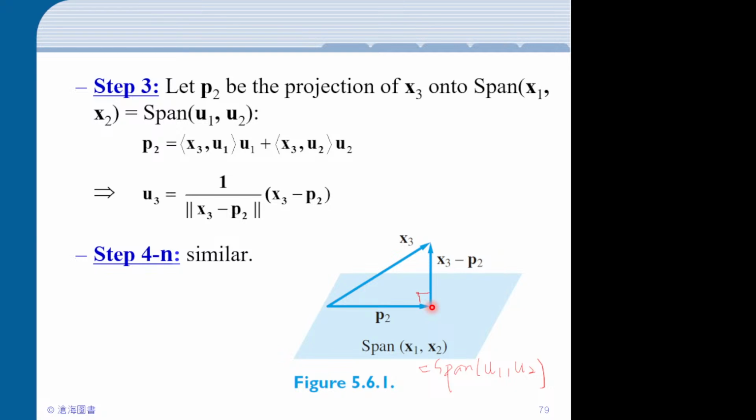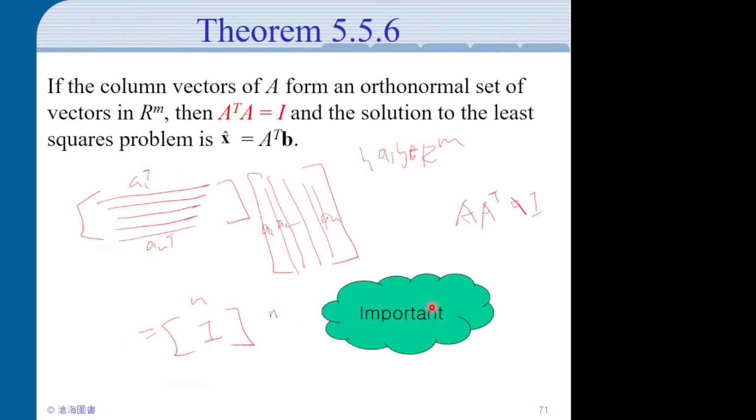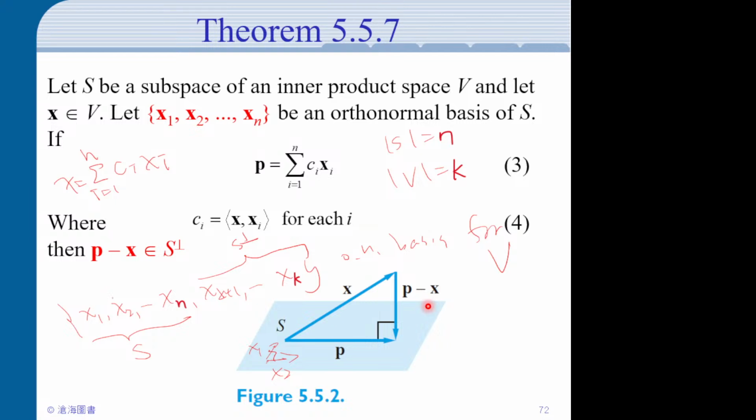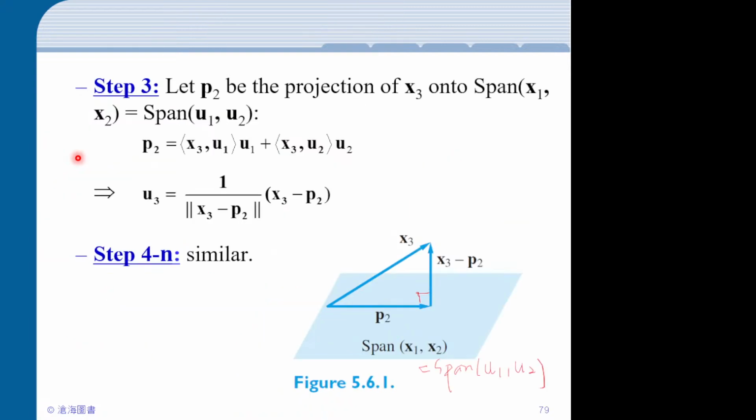So maybe let's go back. Okay, yeah. So once again, as a reminder, 5.5.7 says if I have an orthonormal basis on this space S, and we want to find a projection onto it, then it's just the sum of the coefficients times this orthonormal basis, where the coefficient is the inner product of your vector and the basis element. So you need an orthonormal basis here, but we do have an orthonormal basis here. This is u1, u2.